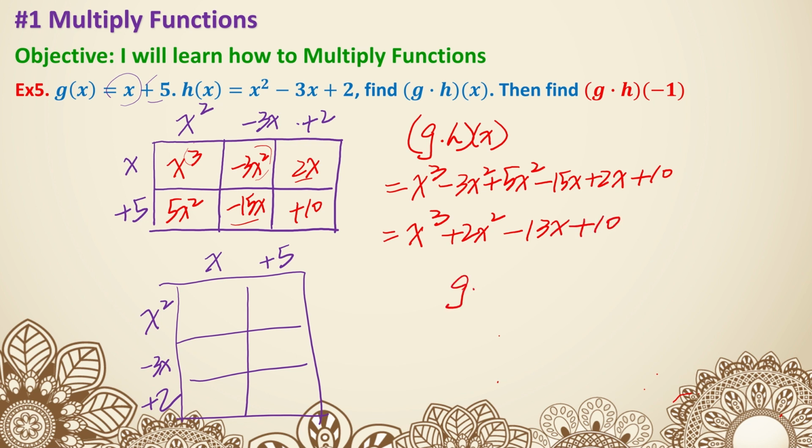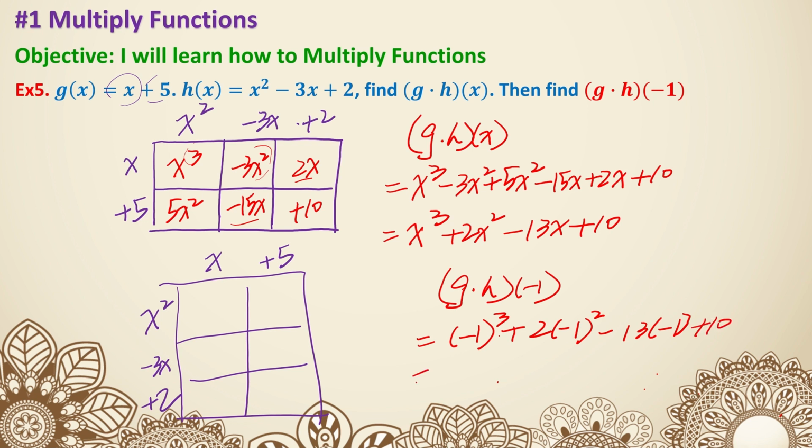Now let's plug in g times h of negative 1. So it's negative 1 cubed plus 2 times negative 1 squared minus 13 times negative 1. And plus a 10 on the end. First one is a negative 1. Second one is a positive 2. Then is a positive 13. And is a plus 10 on the end. So that's going to be a 1 plus 13 plus 10, which is a 24. That's example 5. Moving on.